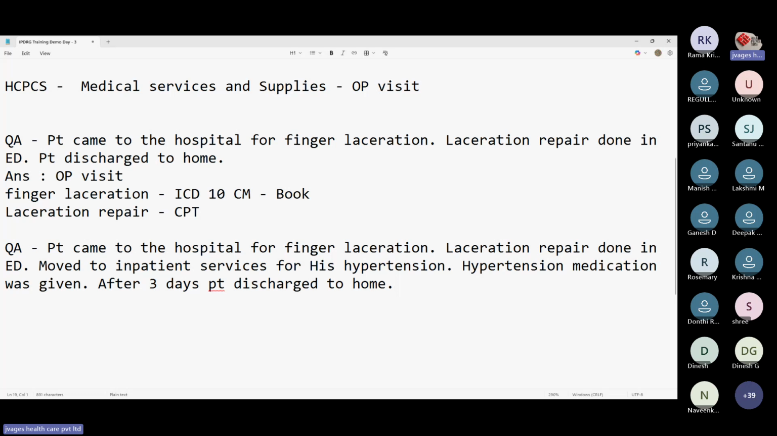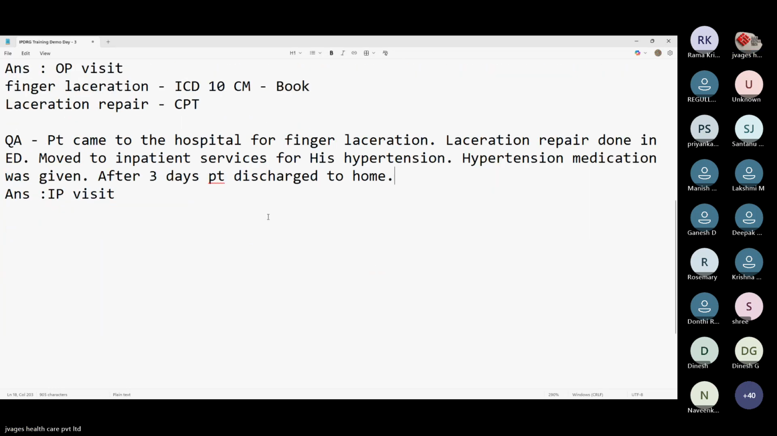So what kind of visit is this? Inpatient or outpatient? Inpatient. How will you confirm this is inpatient? The 3 days of stay has been confirmed with the patient, so we can consider it as moved to inpatient services. So in this scenario, how many diagnoses are there? 2 diagnoses. Finger laceration and hypertension are the diagnoses. So what is the procedure performed here?